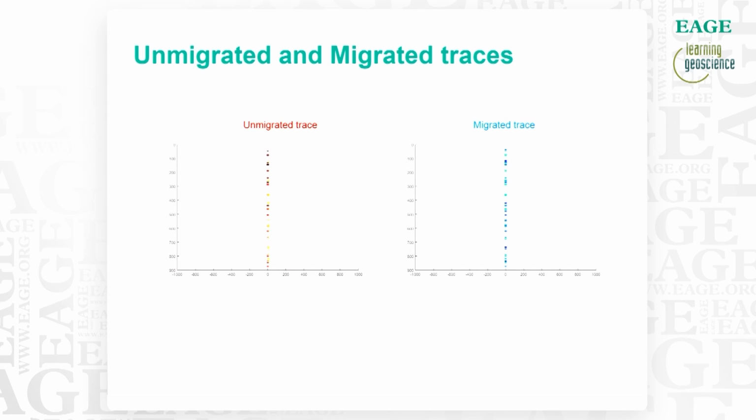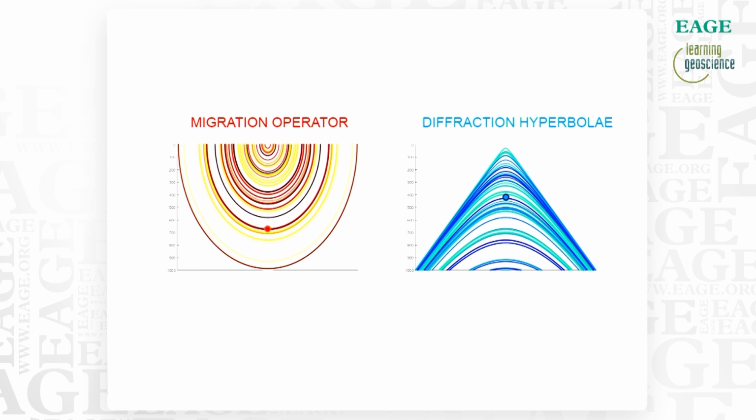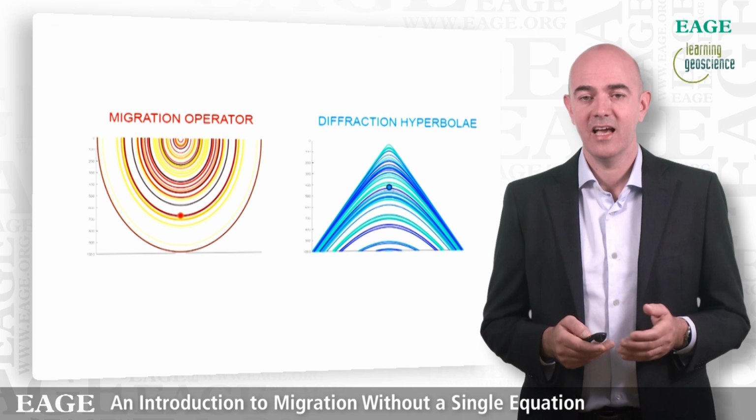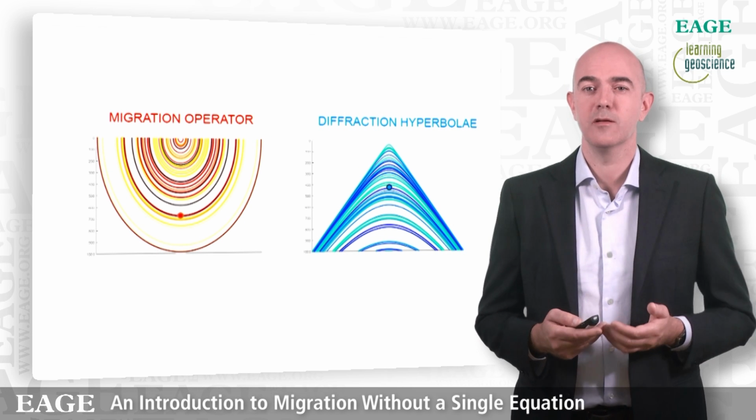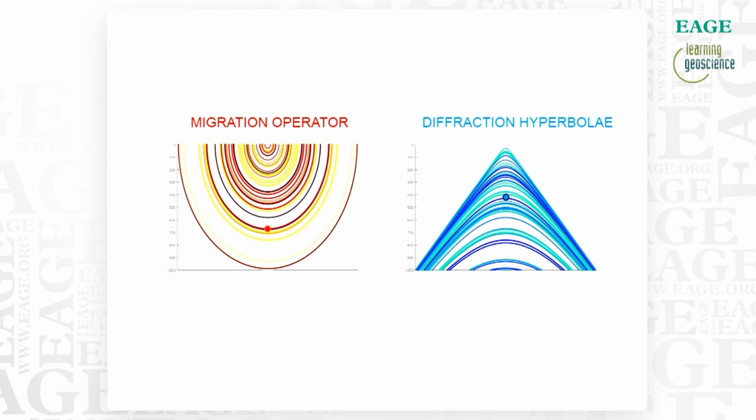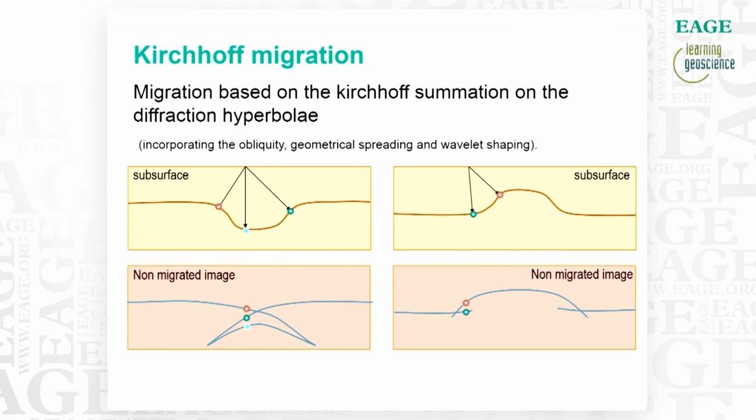So when we have unmigrated traces, we swing them up. When we have migrated traces, we search for the energy below along these diffraction hyperbolas. And the migration operator from a real trace might look something like this, even if this is with colors and without wavelets. And if we look at the diffraction at a single migrated trace, it could look something like this. So this is the principle of the Kirchhoff migration. The Kirchhoff migration is the summation of the energy along diffraction hyperbola.